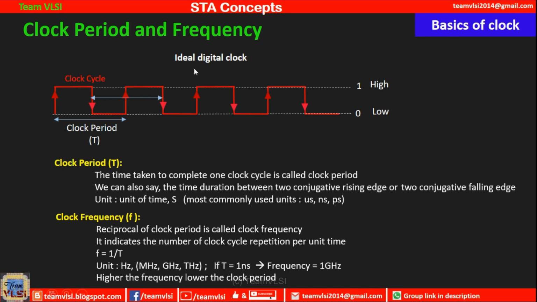This was the representation of an ideal digital clock, but in reality a clock cannot instantly go high or instantly go low. It takes some time, and a real clock looks like this. Its clock period is defined at 50% of the height of the logic levels, the 50% of the voltage difference between which it toggles.